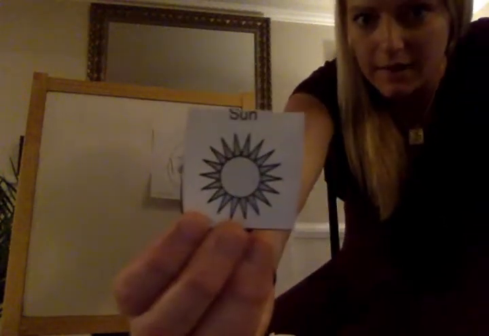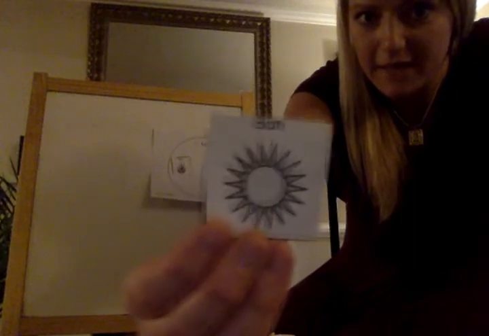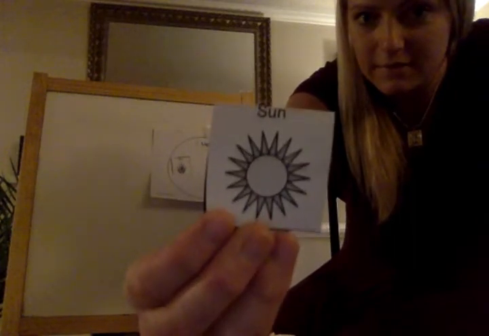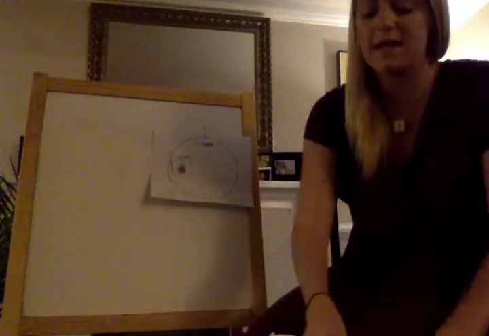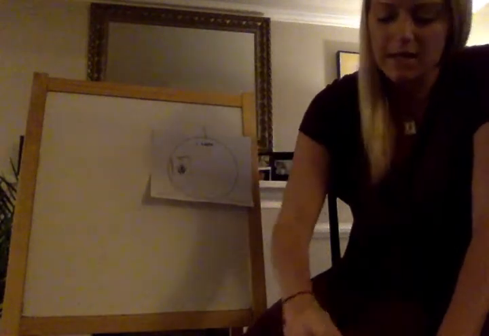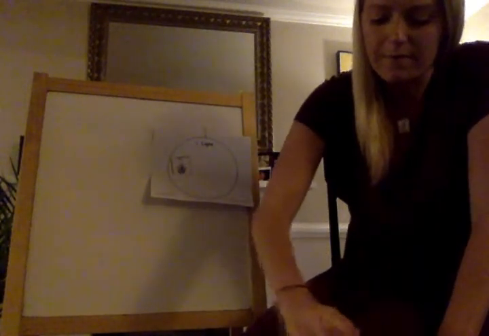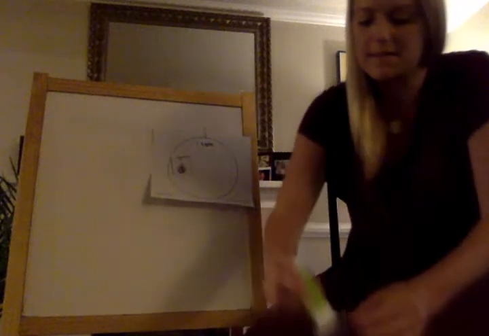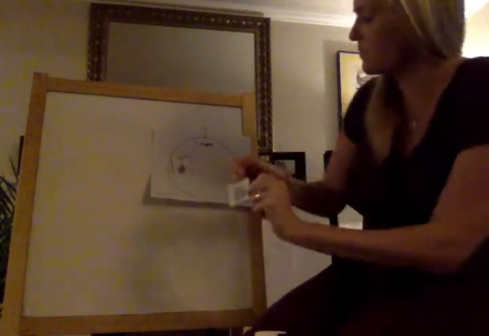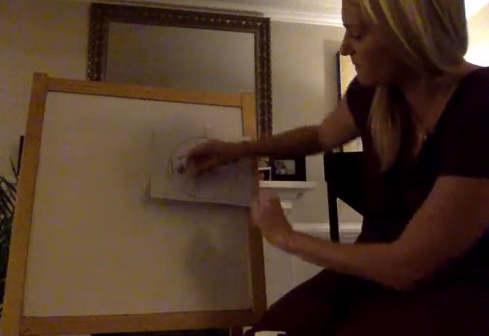All right, the next word I have is the sun. Sun. Does the sun make light? Yes, the sun makes light. So take your glue stick and put glue on the back of sun. The sun produces light.